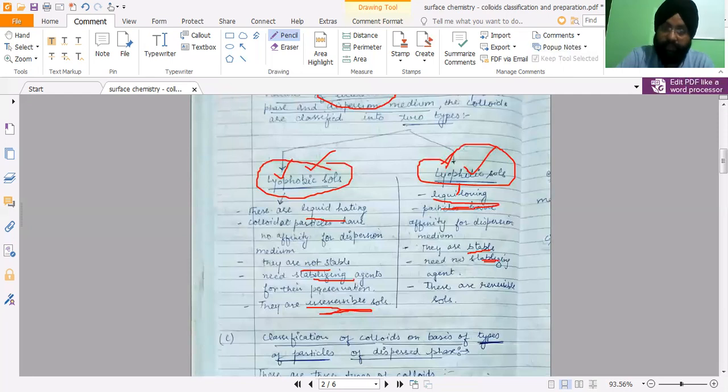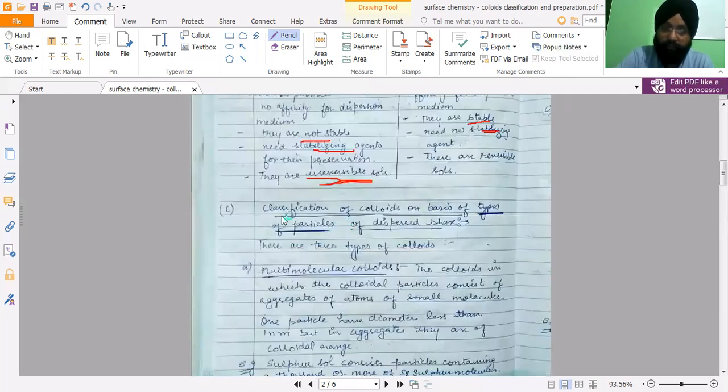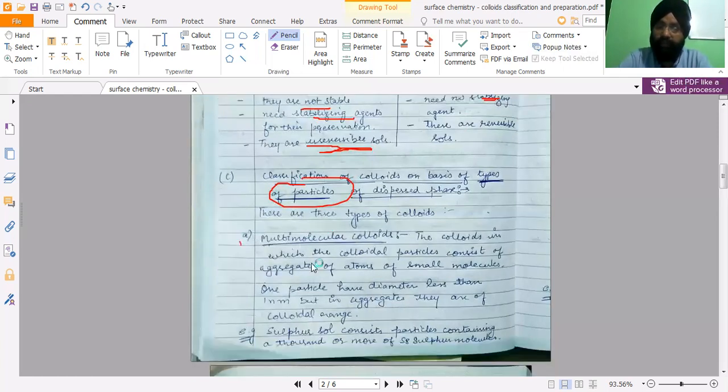Next classification is based on the types of dispersed phase particles. Which types of particles are there? The first category is multi-molecular colloids. In multi-molecular colloids, the dispersed phase particles individually are less than 1 nanometer in size, but they exist in the form of aggregates, and those aggregates are in the range of 1 nanometer to 1000 nanometers, that is, in the colloidal range. Due to the aggregates, they become colloids. Otherwise, the individual particles are less than 1 nanometer.